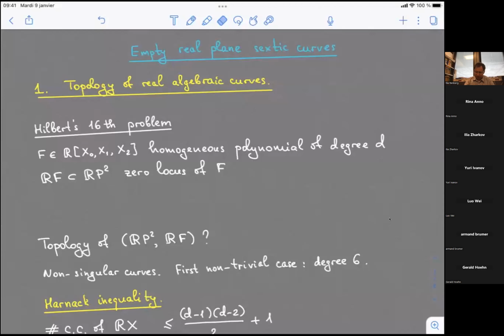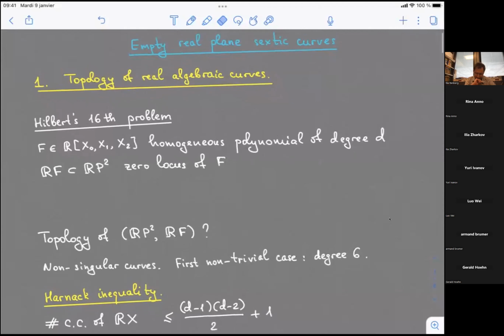So, what are these questions Hilbert put in the first part of his 16th problem? So you take a homogeneous real polynomial of degree d in 3 variables, and so such polynomial f has a zero locus in the real projective plane. It also has a zero locus in the complex projective plane. So you have a kind of commutative diagram like this.